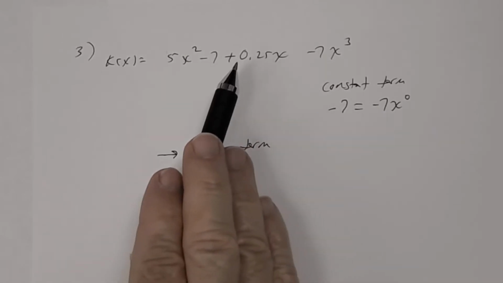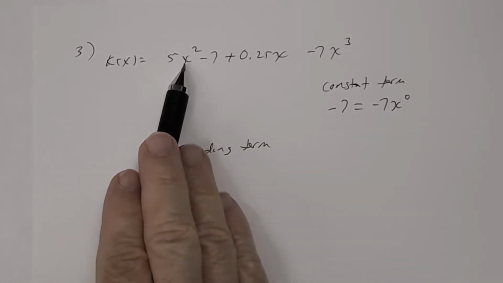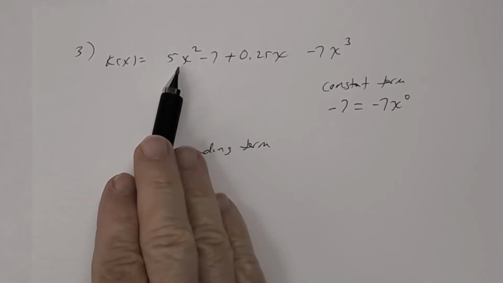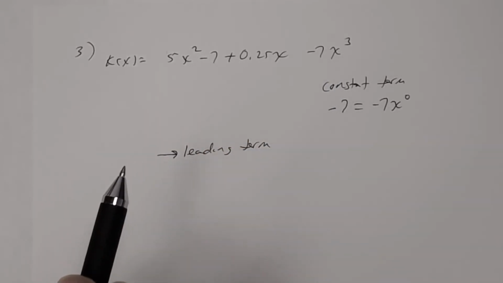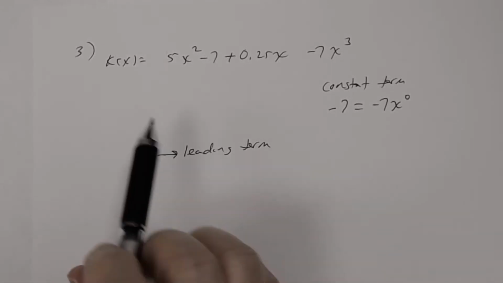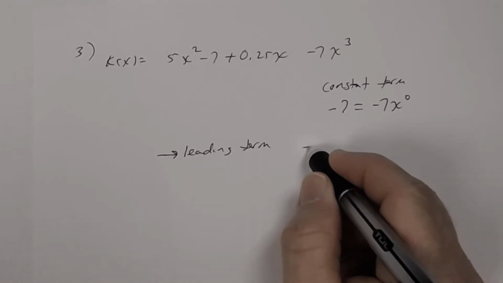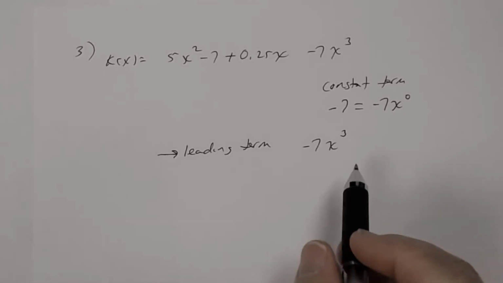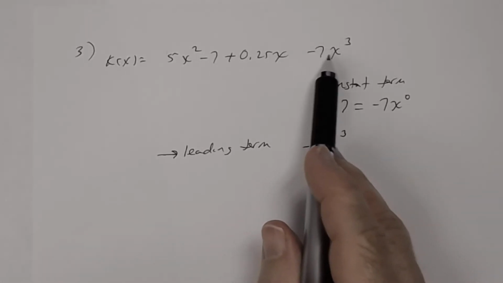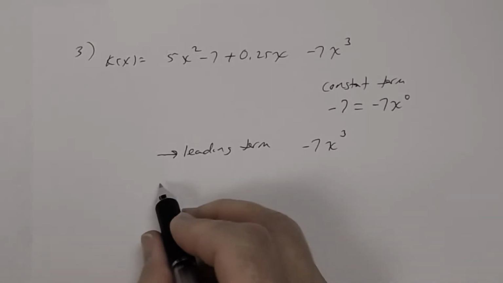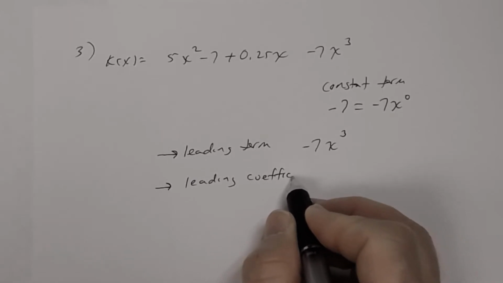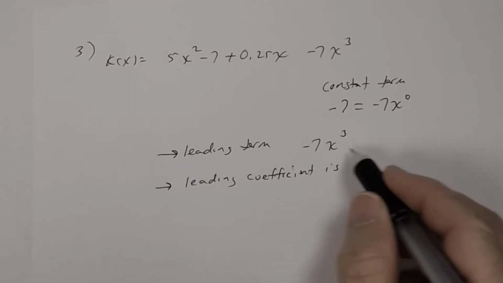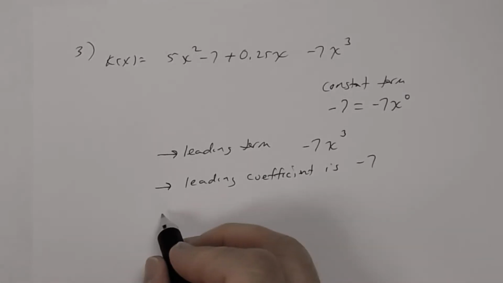So be careful. Your leading term is not always the first term you see. Again, the leading term is not always the first term you see. The leading term is the term with the largest exponent. Okay? All right, so what's the leading term in number 3? Well, the leading term is negative 7x to the third power. Don't say 7x to the third. You've got to say negative 7x to the third. The leading coefficient is negative 7.